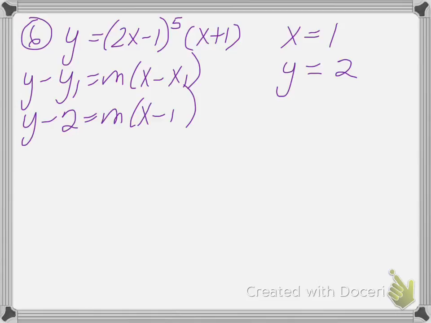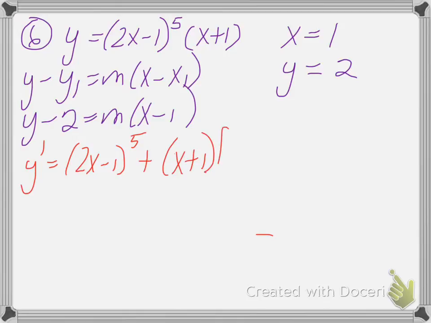So the slope is going to be a product rule. I'll do it in a different color. You know what, I think we need more room than that. I'll do it over here. So I'm going to get the first times the derivative of the second, which is just 1, plus the second times the derivative of the first, which is a chain rule. Bring down the 5, keep the inside. 5 minus 1 is 4, and then the derivative of the inside is 2.